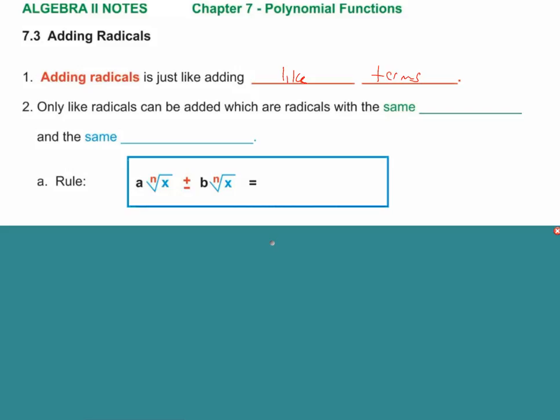One thing you got to be aware of, only like radicals can be added, because again, only like terms can be added, right? And what are like radicals? Same index. I really wanted that to be red. It ended up green. Doesn't really matter though. And the same radicand.